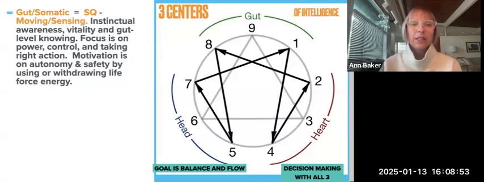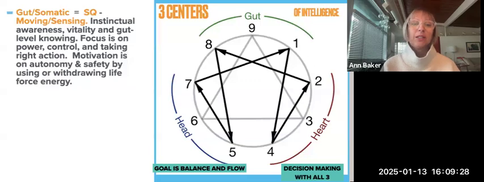Okay, and finally, the gut center, the somatic or body aspect. A lot of people have this somatic intelligence. They just know how to move, and there's this sense of vitality, gut level knowing. That's all part of the gut center. And these types are the 8, 9, and 1. All of the gut center types are motivated by autonomy and safety, and they use their life force energy or withdraw their life force energy.